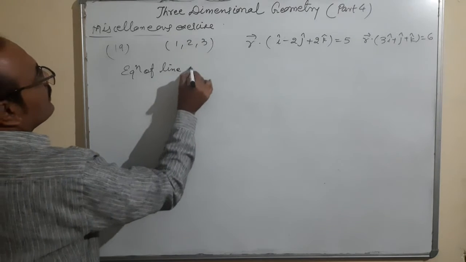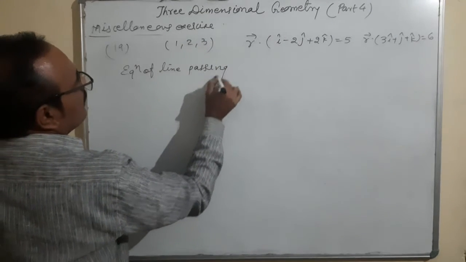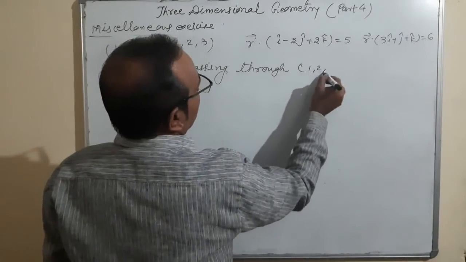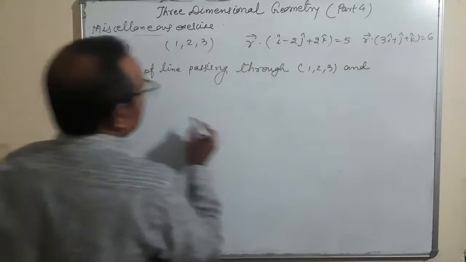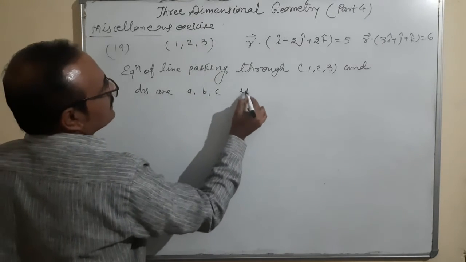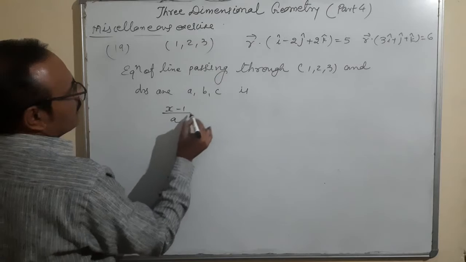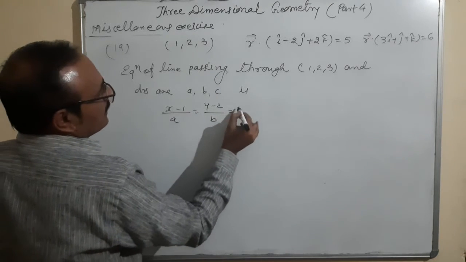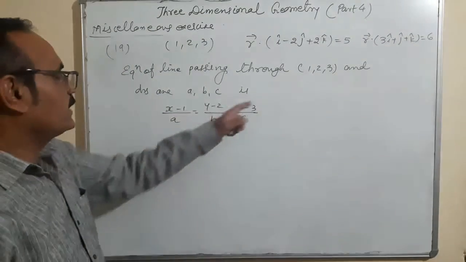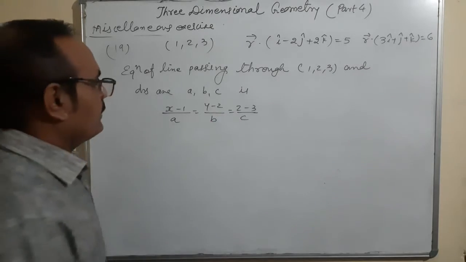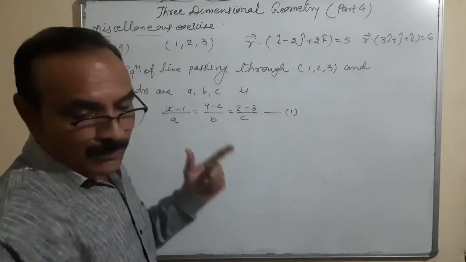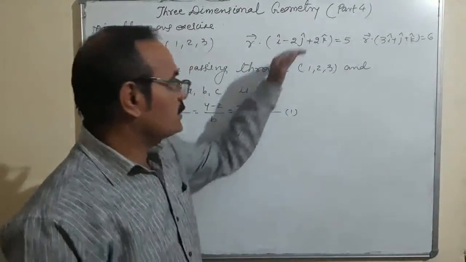Equation of line passing through 1, 2, 3 and direction ratios A, B, C is x minus 1 upon A, y minus 2 upon B and z minus 3 upon C. Okay, this is the equation of the line passing through 1, 2, 3 and direction ratios A, B, C. Because this line is parallel to these two planes.